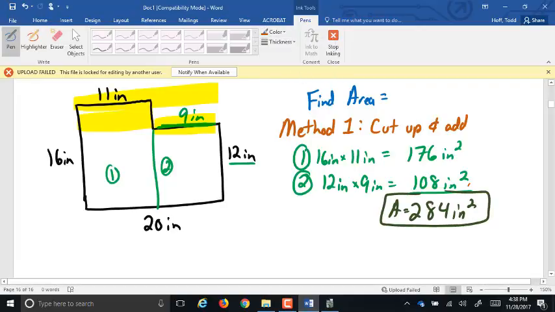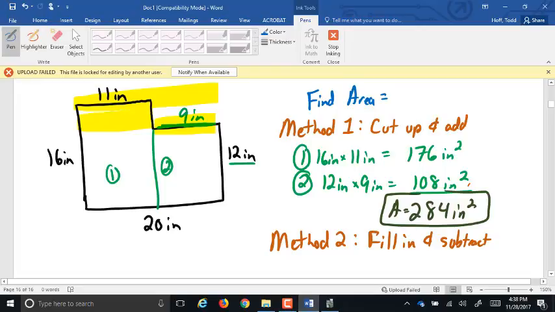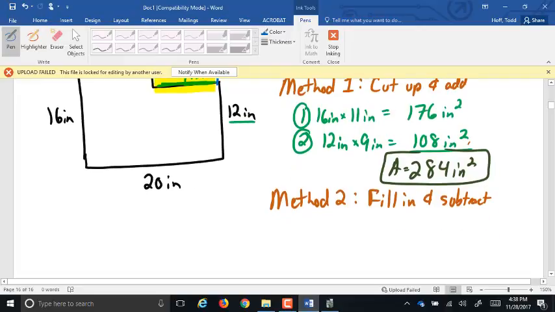Well, method 2 is to fill in and then subtract. So what that would mean for this one, rather than cutting it into pieces, we would fill it in to make a complete rectangle. And that complete rectangle is 16 by 20. Or 20 by 16, however you want to think about it. That would be 320 inches squared.